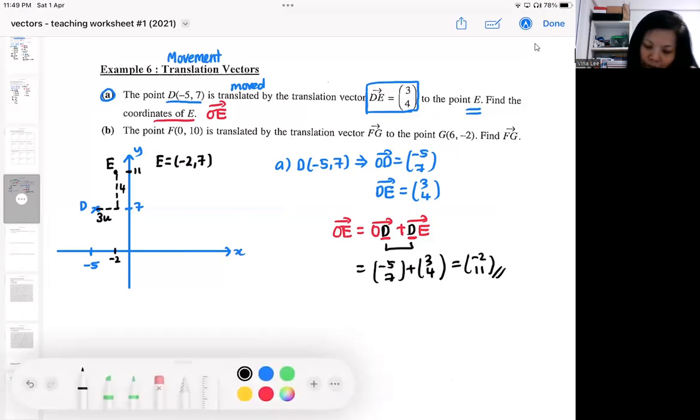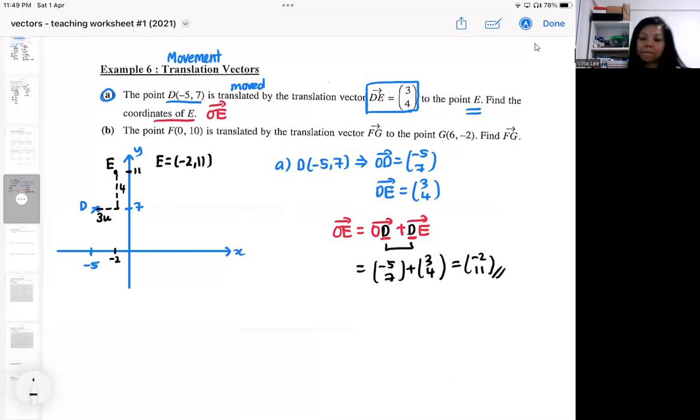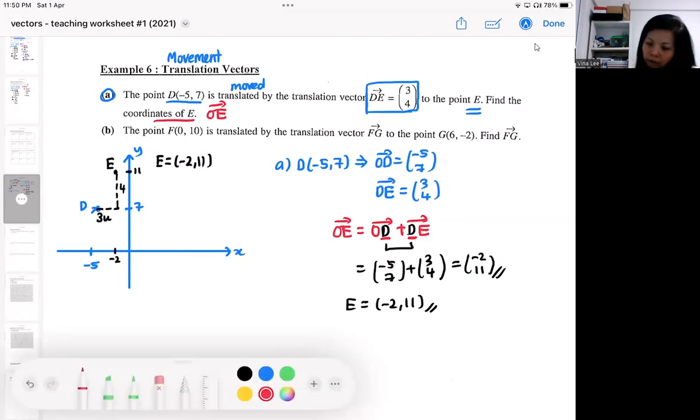Sorry, this part I wrote wrongly. 7 plus 4 is 11. So can you see? If I do it by the sketch, I will have gotten -2, 11. But if I do it by the addition of vector, position vector idea, I also got the same answer. Okay, so it's the same thing. You can think about it in the drawing idea, or you can think about it in the addition of vectors idea.